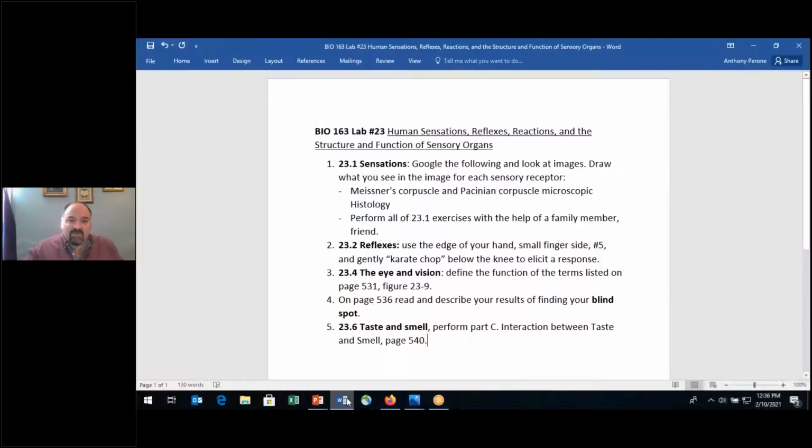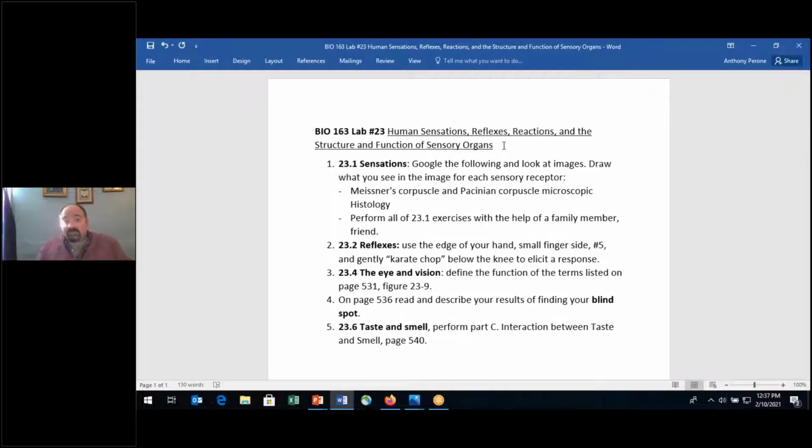I'm going to go back to my Word document here. This is posted in coursework for this lab: human sensations, reflexes, reactions, and the structure and function of sensory organs. What we're trying to show you here is the sensory input that the body is receiving from the sensory receptors throughout the body, whether they be for special senses or the senses of touch, pressure, light touch, deep touch. We're discussing that in this lab today.